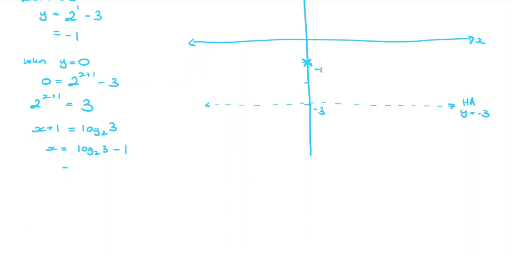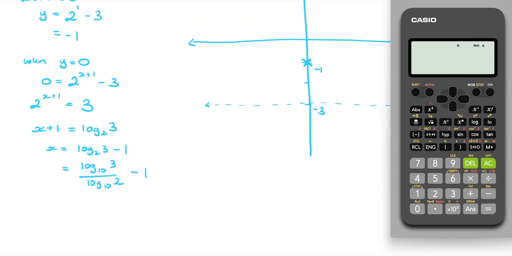However, to calculate that, I can't do a log base 2 on a normal calculator, so I'm going to need to do a change of base. I'm going to change it to a base 10, so it'll be log base 10 of 3 over log base 10 of 2, so that's the equivalent of the log base 2 of 3. I still have the minus 1 on the side. Now typing that in, we will have log of 3, close bracket, over log of 2, close bracket, minus 1.